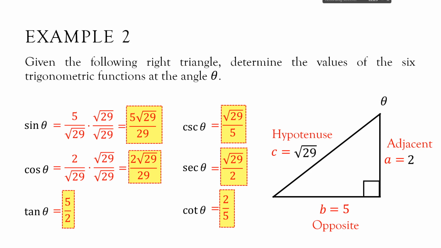So this is what happens if I'm missing 2 sides of my triangle, and I need a third one. I need to use my Pythagorean theorem.